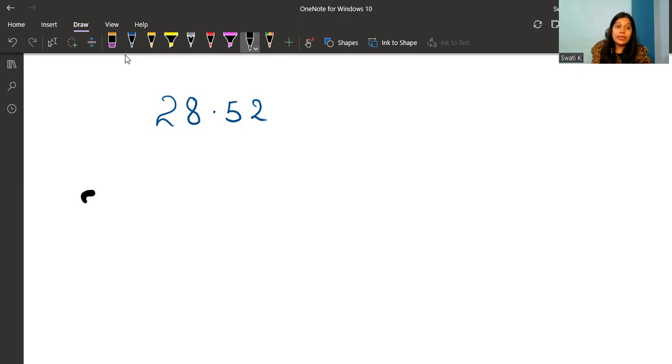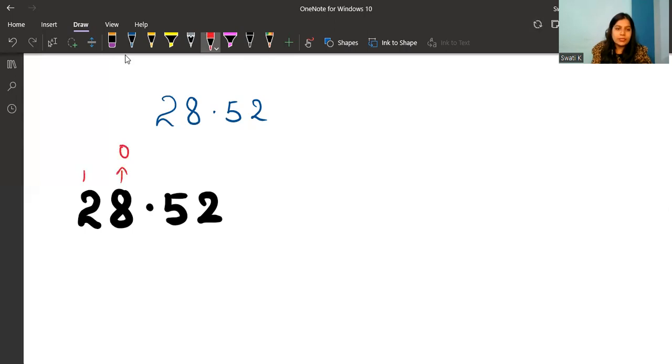Next is, what are the place values of a decimal number? For example, I'm taking the same decimal number, 28.52. Before the decimal, the place values are ones and tens. But after the decimal, the place values are 1/10, which I'm writing in numerical form, and then of course the next one is 1/100. So after the decimal, the place values are actually in fractional form. That is the reason why we don't read it as 52, right?